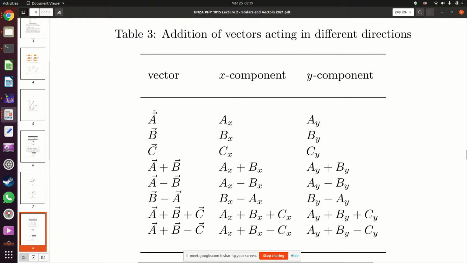So vector A, vector B, and vector C. Then with this A, B, and C, we proceed to carry out different mathematical operations. For example, we do A plus B, we do A minus B, we do B minus A, we do A plus B plus C, we do A plus B minus C. These are different mathematical operations you can carry out using vectors, especially A plus B, A minus B, B minus A.